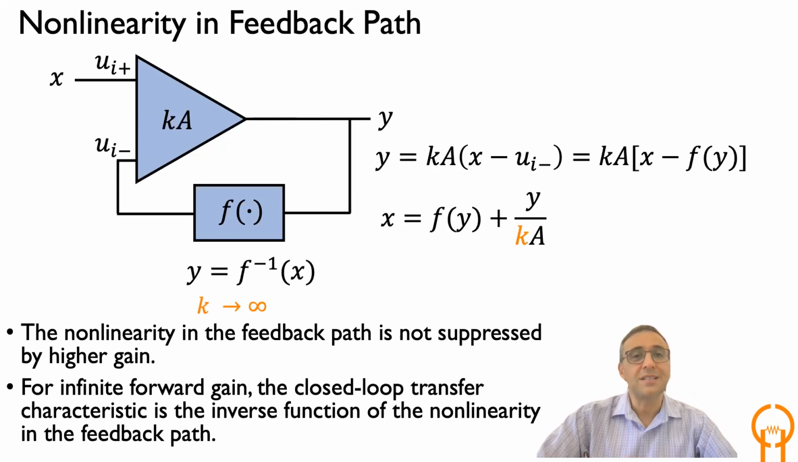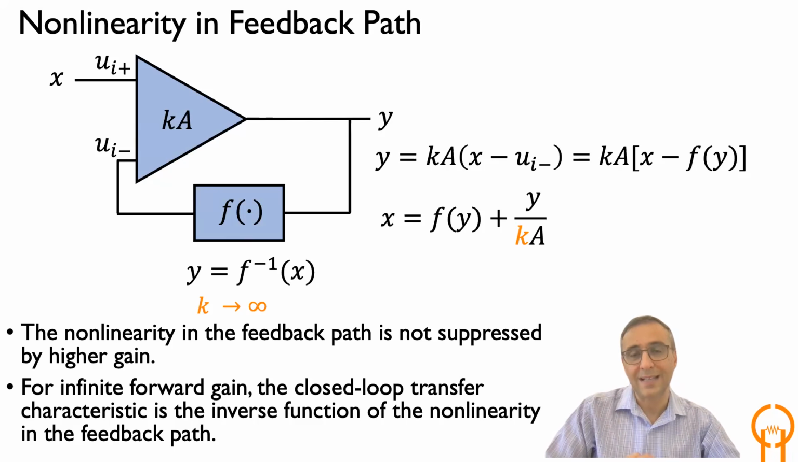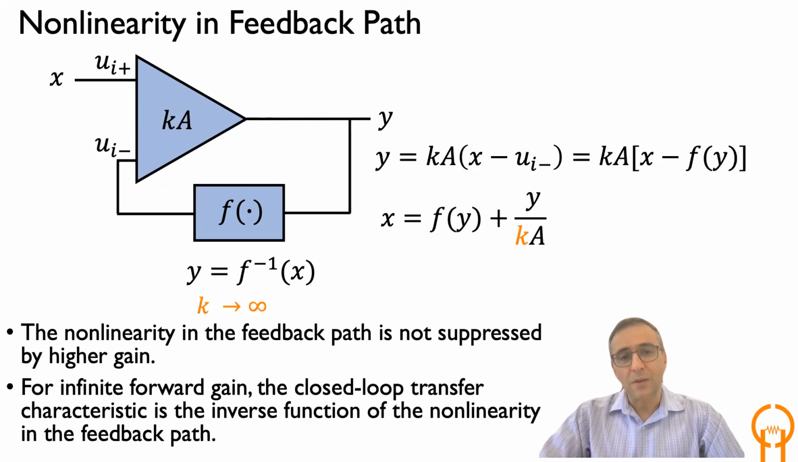So now the interesting question is, what happens if you have nonlinearity in the feedback path itself? So again, you can write the expressions that are shown here. So you can express y in terms of the difference of the two inputs. And now the second input ui minus is f of y. Again, you can basically solve for x in terms of y. And when you do that, you will see x equals f of y plus y over ka. But this time, if you look at it asymptotically, k going to infinity removes the second term. So basically you get x equals f of y, therefore y equals f inverse of x.